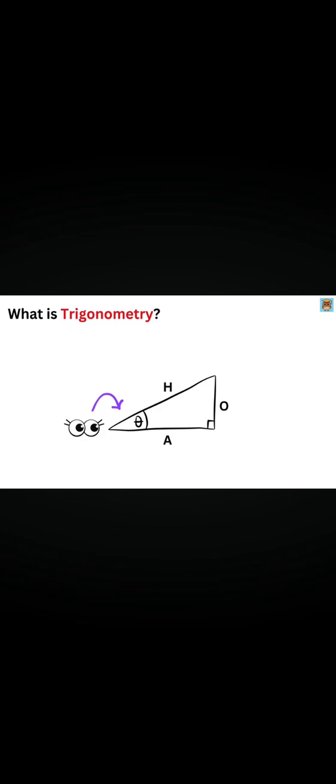So, if you are looking at this angle, then this will be your opposite side, and this will be your adjacent side. And for this angle, this will be your opposite side, and this will be your adjacent side. But the hypotenuse will always remain the same, no matter which angle we are focusing on. Always opposite to the right angle.